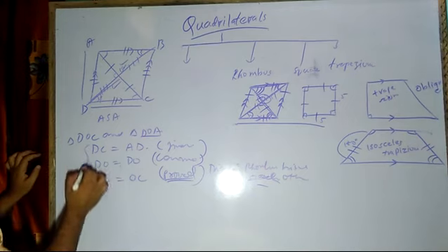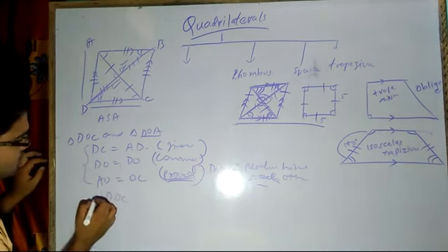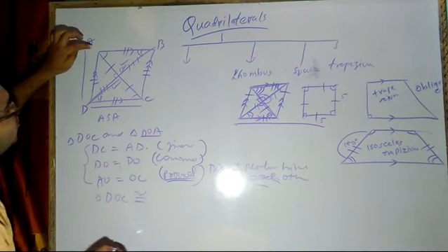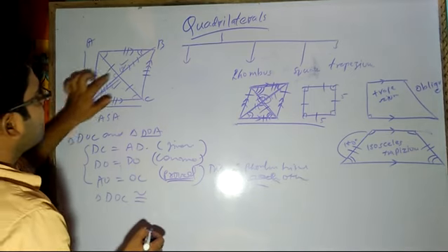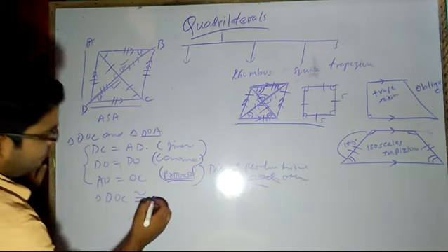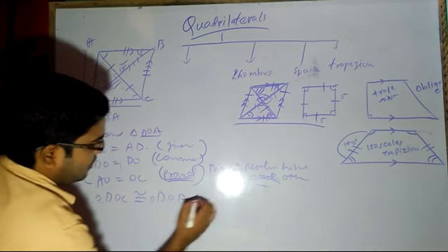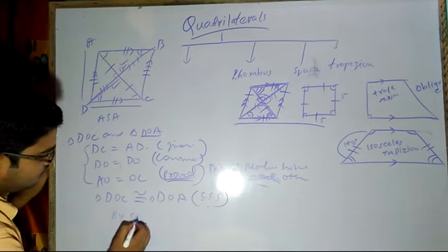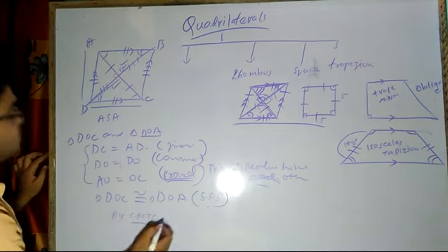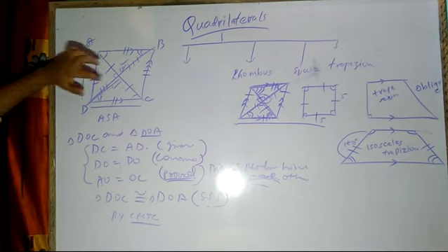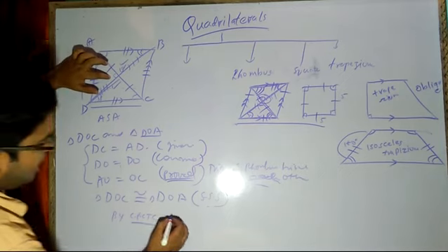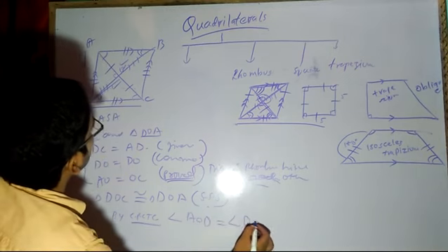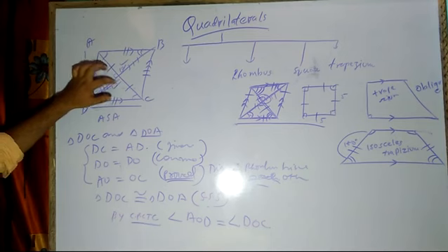Now, based on side, triangle DOC is congruent to triangle AOD by the SSS criteria. Now by CPCT, what you can say is that angle AOD will be equal to angle DOC. This angle and this angle will be equal.